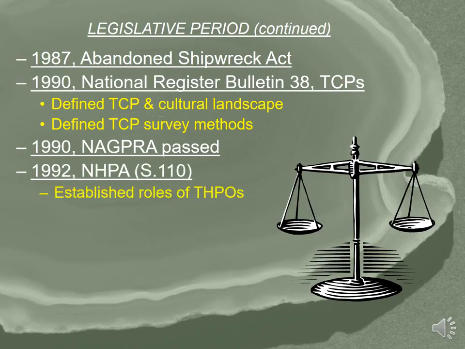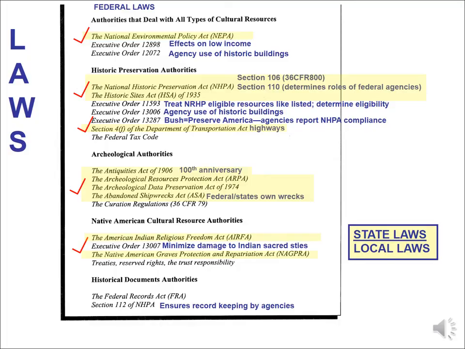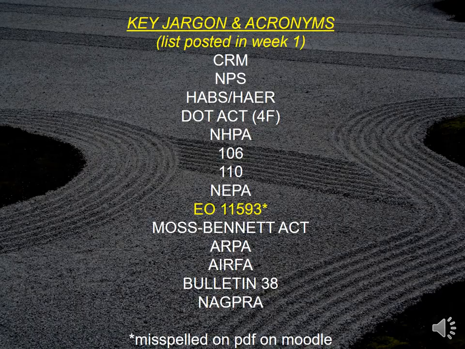Various other parts of the National Historic Preservation Act were established in 1992, 1999, 2004. And again, this is a figure from Tom King's book, and it summarizes all of the key federal laws that we're going to talk about in this class. And on top of that, there's state and local laws regarding cultural resources, as well as tribal laws that we won't get into as much.